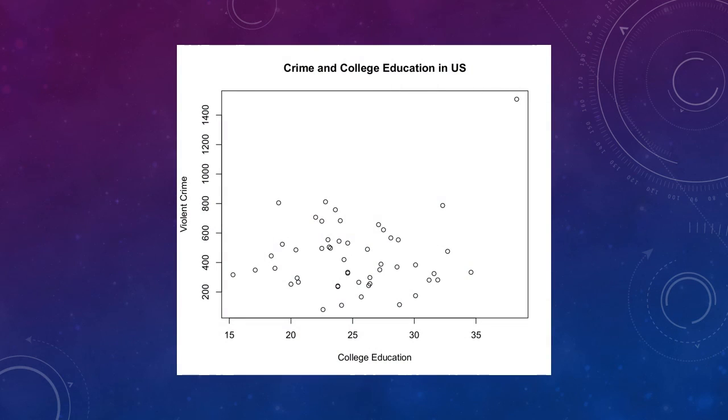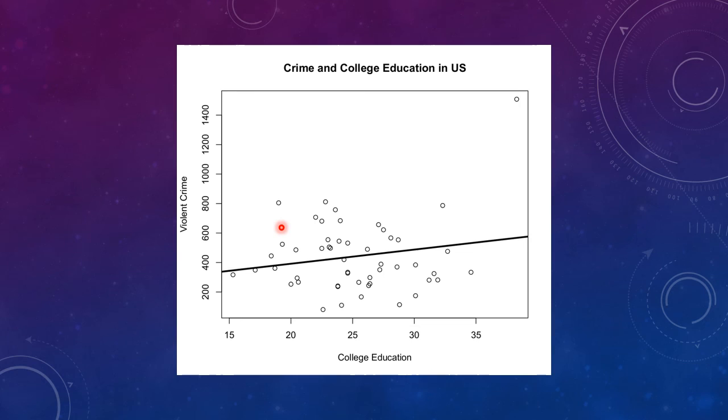Let's take a look at this example. Here we have the level of violent crime and the level of college education for a number of different states. If we calculate the best fitting line, we see that it has a positive slope, indicating a positive association between college education and violent crime. That is to say, in states that have more highly educated people, there's more violent crime. Does that really make sense?